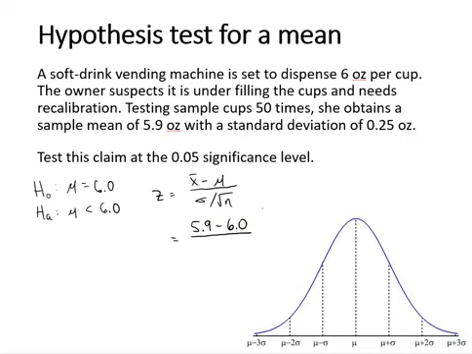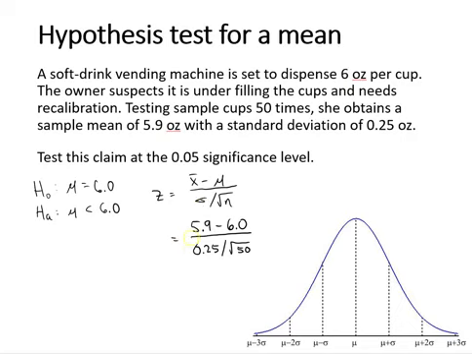Now, as would typically be the case in the real world, we don't know sigma, the population standard deviation, so we're going to estimate it using the sample standard deviation 0.25 divided by the square root of the sample size 50. Later we'll see that a t-test is a good alternative in this scenario where we don't actually know the value of sigma.